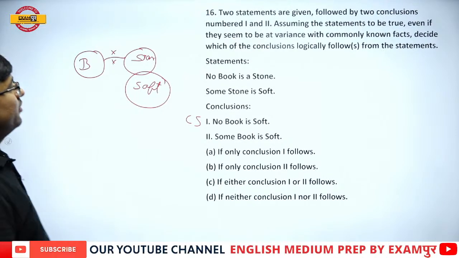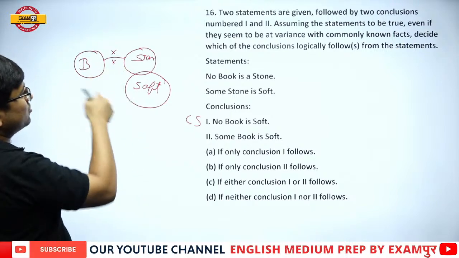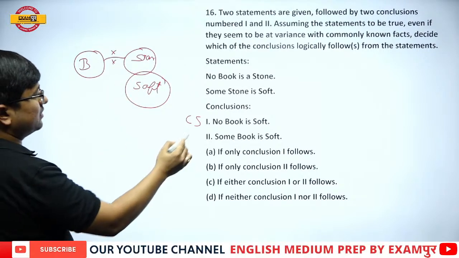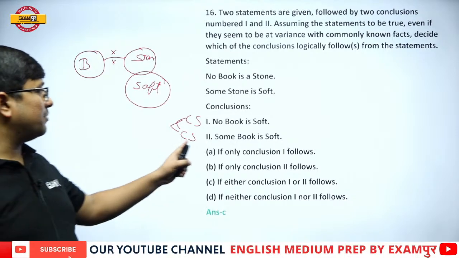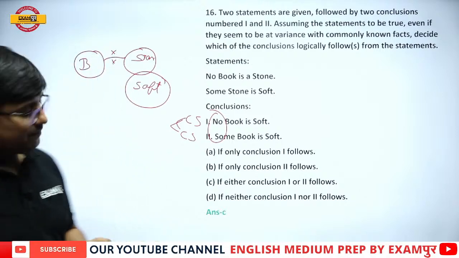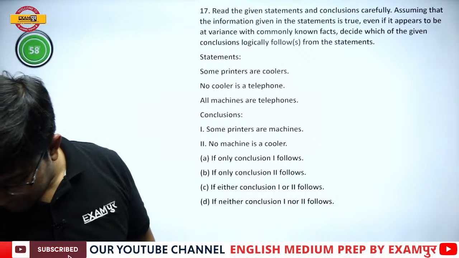Okay, everyone, no book is a stone, some stone is soft. So, no book is soft is can't say, because soft we can draw in this way also. Some book is soft, can't say. So, now here either or will prevail, because some book is soft, no book is soft, either or condition will be there. All right, everyone. Next, solve this one. Please solve this one.